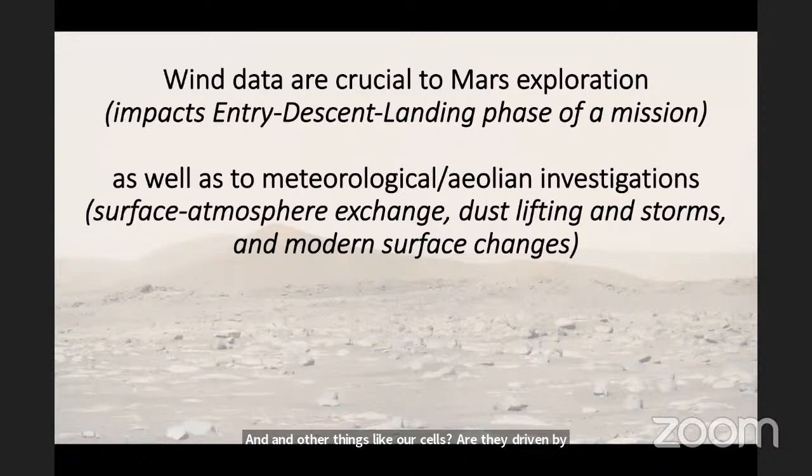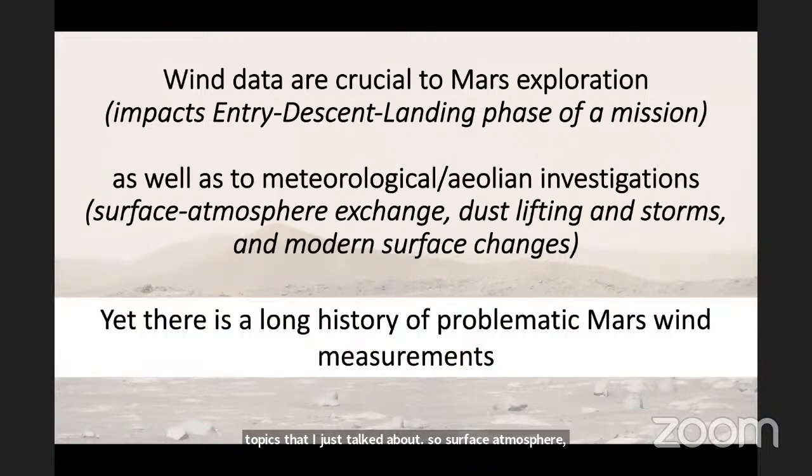Wind data are also crucial to Mars exploration in the sense that they impact things like entry, descent, and landing, and phases of the mission, as well as those meteorological and aeolian investigations and topics that I just talked about: surface-atmosphere exchange, dust lifting, dust storms, and modern surface changes.